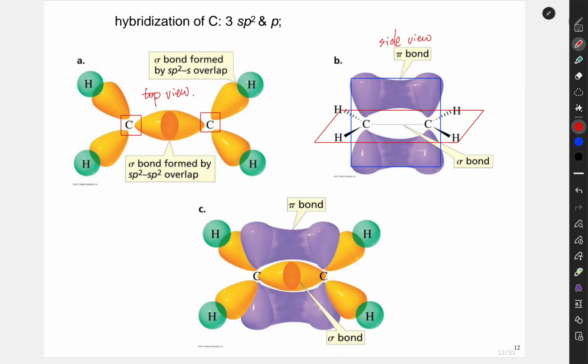Sigma bond between two sp2 hybridized orbitals and one pi bond between two p orbitals, the remnant p orbitals. That's how we can rationalize the double bond within the ethylene molecule and also the geometry of the ethylene molecule. Okay.